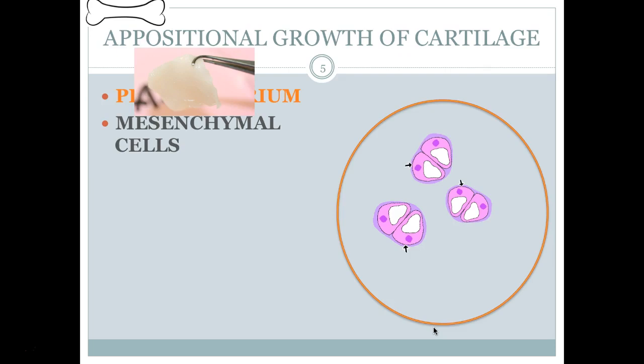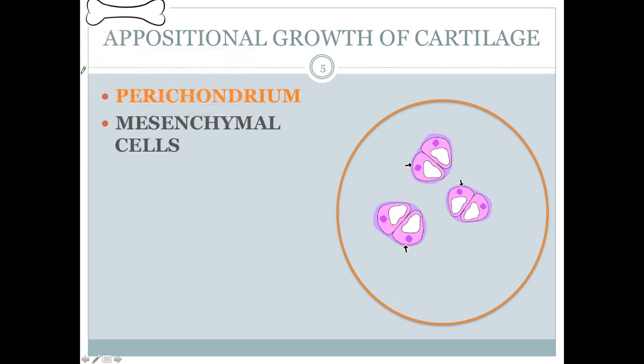So let's move into appositional growth of cartilage. Before I go into that, I just want to remind you that this growth is happening at the surface, at the periphery. So this is actually a piece of cartilage, which means our growth is going to be happening here, here, and here. Or if we're talking about bone, it would be happening along the periphery of the bone that's formed. So always have that in the back of your head.